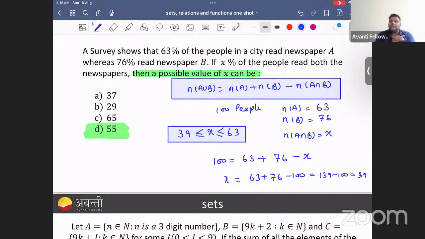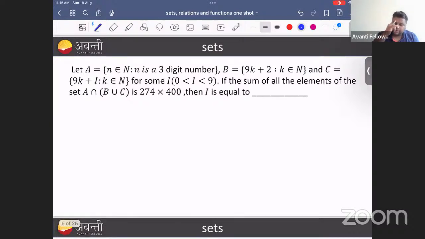All right. This is a very good question, and a little bit of intellectual also. Have I made my point clear? Yes, 55. Got it? Now, okay, try this question. Again, very good question.